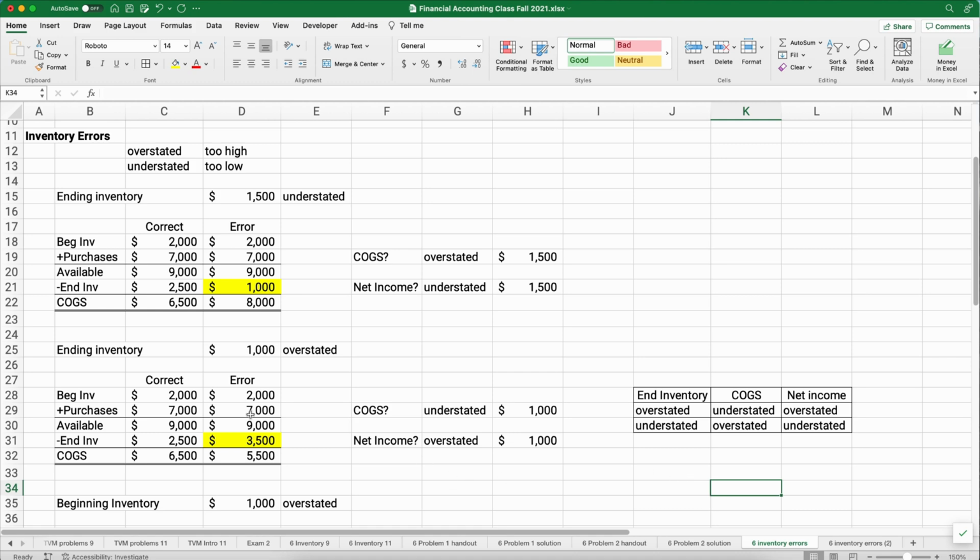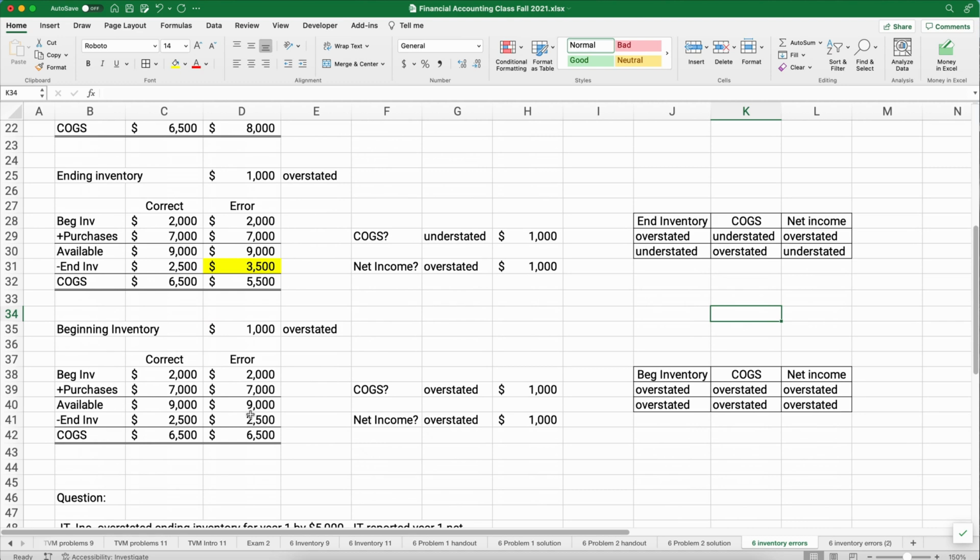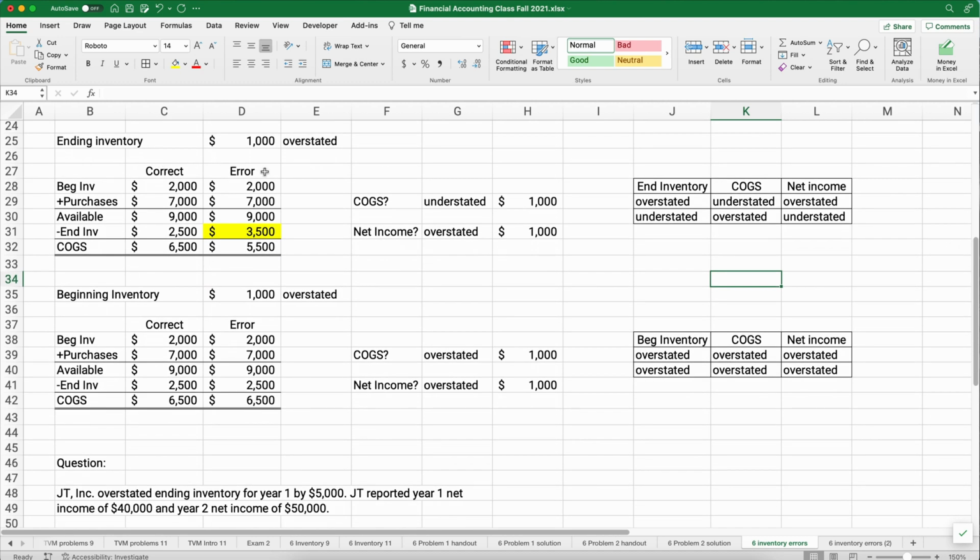All right, so let's think about what if we continue here. Our ending inventory for one year is the beginning inventory of the next year. Okay, so let's go back and reset our problem. So let's assume that this happened right here. We still have the 2,000, 7,000, and so on. And so what we said was the beginning inventory is 1,000 overstated. So instead of being 2,000, let's say that we have an error where we mistakenly recorded it as 3,000.